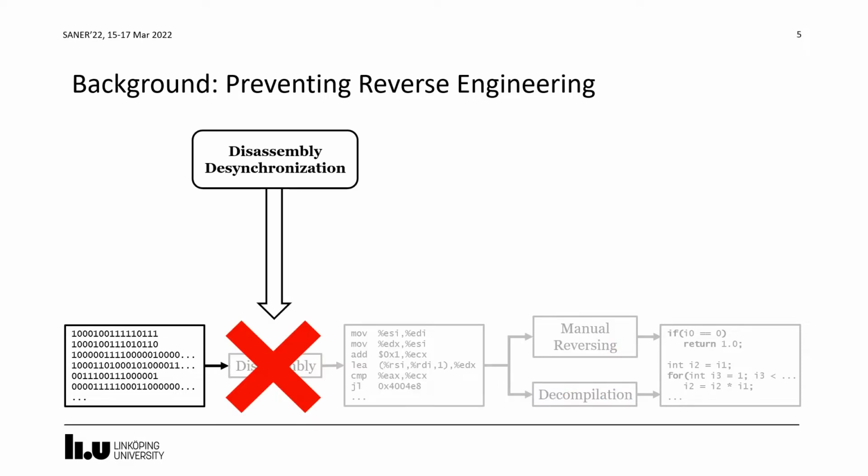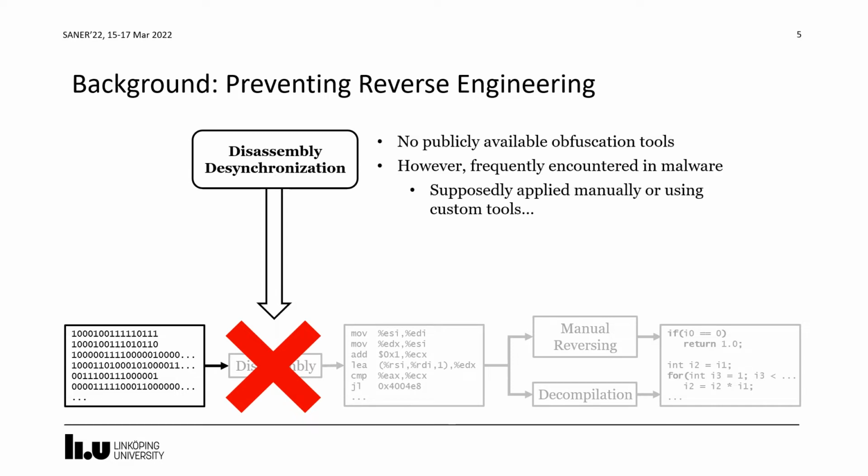Now, in our work, we focus on the complementary approach of disassembly-desynchronization, which targets instead the first step of the reverse engineering process, the accurate translation of machine code into assembly code. And while this is a technique that's quite frequently encountered in malware, it has received comparably less attention in the literature, and also, to the best of our knowledge, there are no publicly available tools to apply this type of obfuscation.